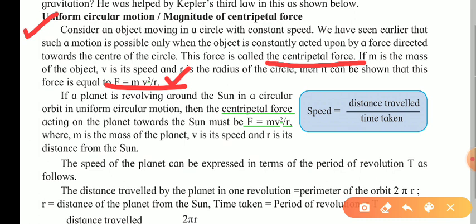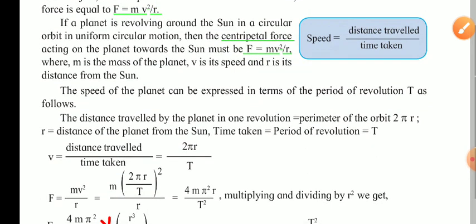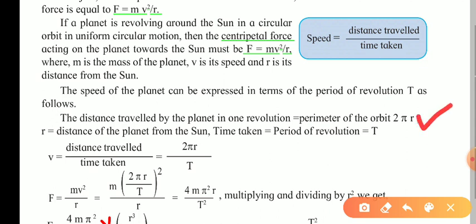Further part is, speed is equal to distance traveled upon time taken. That formula we already know. Now if I'm talking about the circular motion, then the distance traveled in one revolution will be nothing but 2 pi r, which is the circumference or the perimeter of the circle. And the time taken to complete that one revolution is capital T. Then the velocity or the speed we can write as 2 pi r upon T.